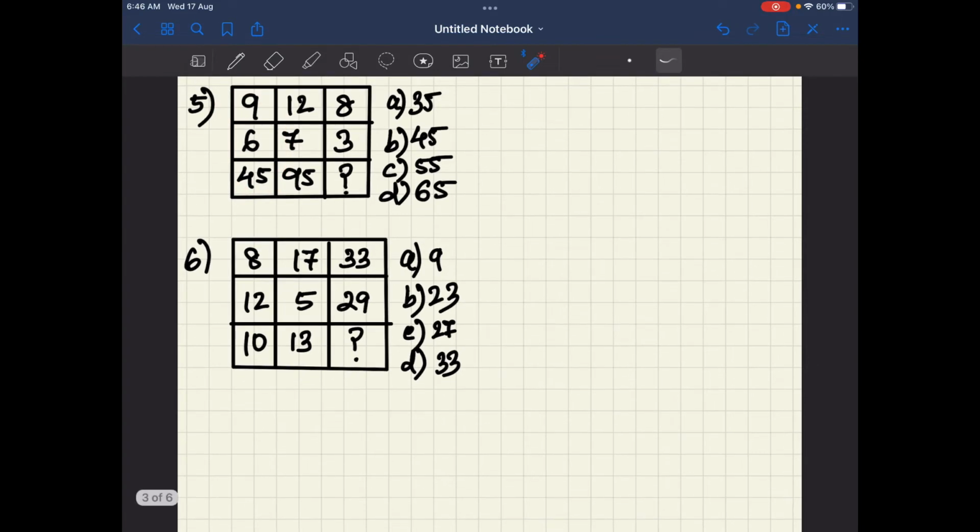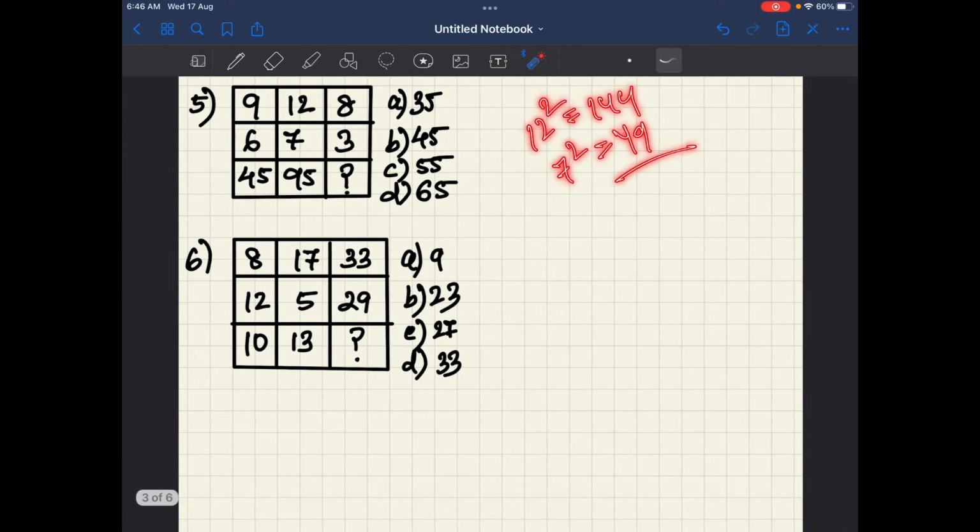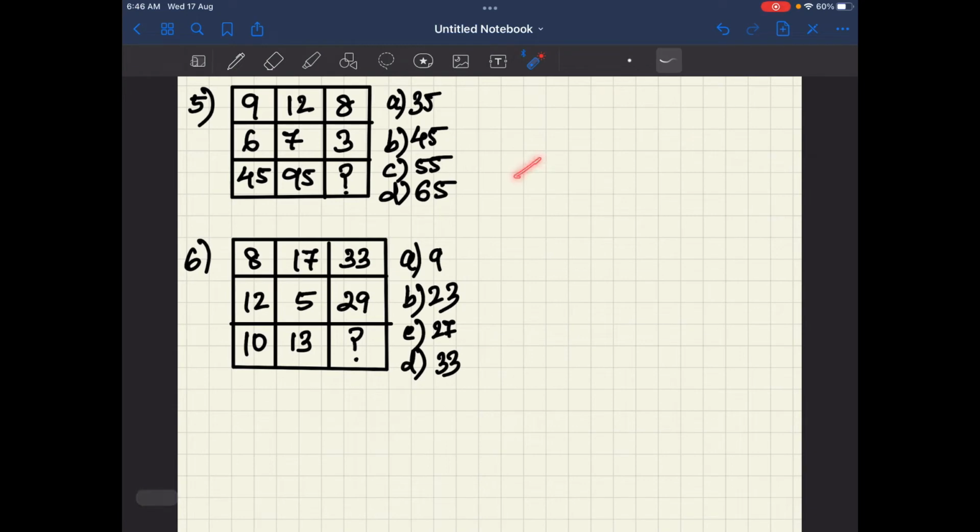this comes automatically. Now if we check it, 9 square is 81, 6 square is 36. So 81 minus 36 is nothing but 45. It's pretty simple. So 12 square is 144, 7 square is 49, and the result of the subtraction is 95. 8 square is 64 minus 9. 64 minus 9 is nothing but 55.